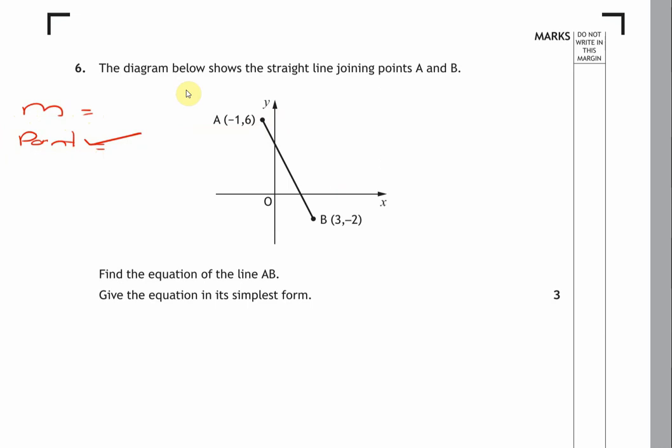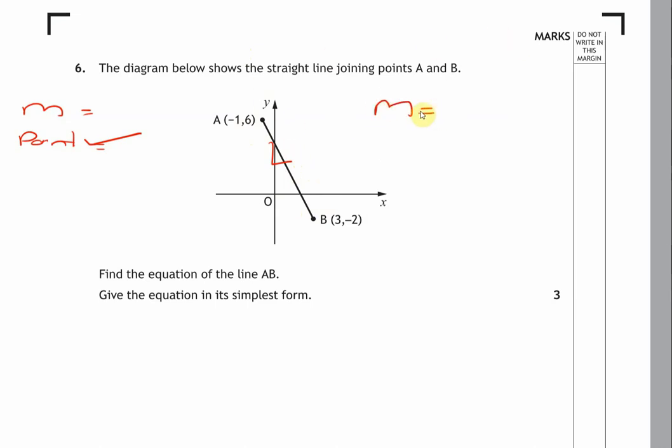Now, one thing to note is, as I tell all my students, before you dive straight into the gradient equation, what you can do is give yourself a value to kind of aim for. So we can see that the gradient of this line is going to be negative because we have a negative slope. So when we carry this calculation out, if we get a positive value, we know we have done something wrong. But let's go through it and let's see what value we get.